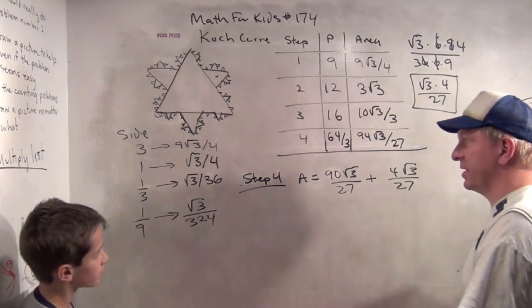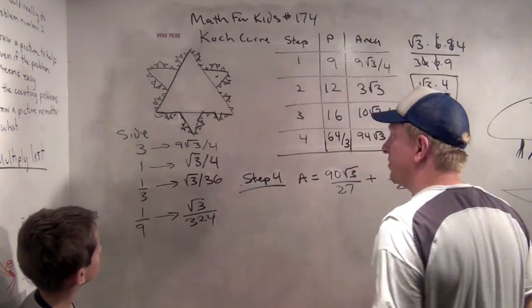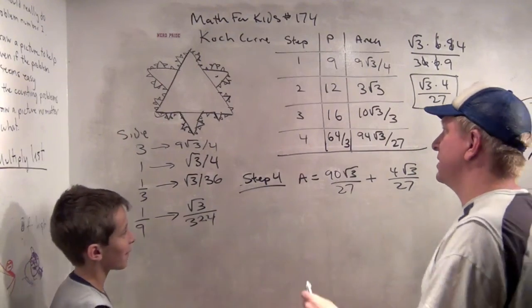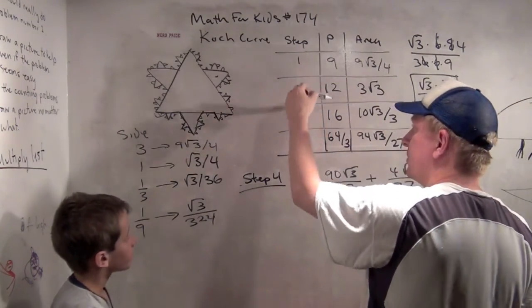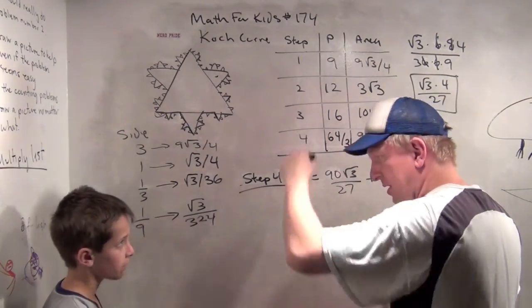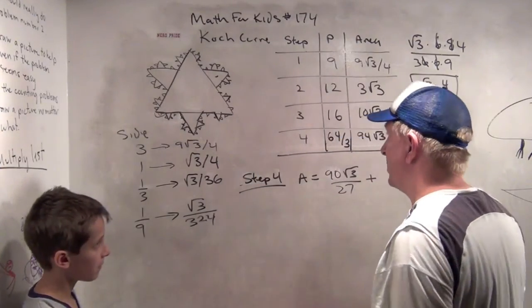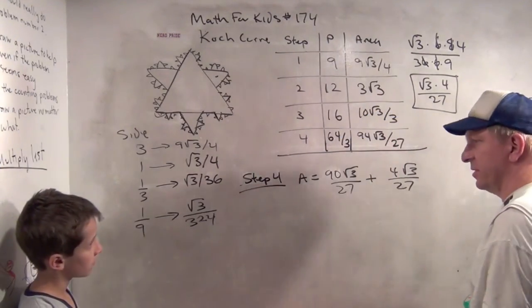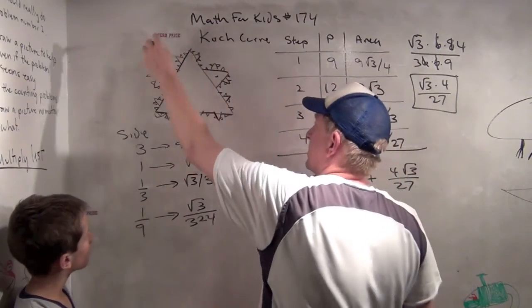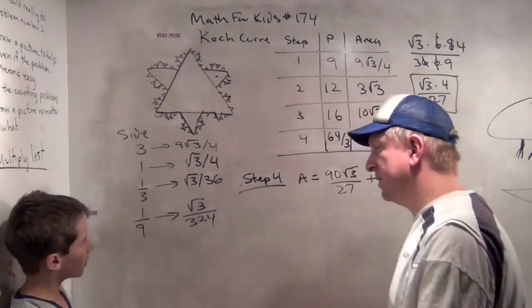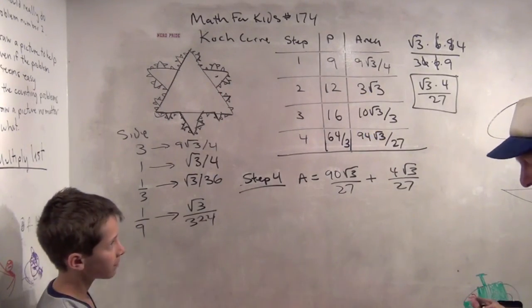So we're going to stop there because the next step's going to get fuzzy. But remember the neat thing about this is the perimeter keeps getting bigger and bigger and bigger, and eventually becomes infinite. But the area is going to be a finite number because the area is going to stay inside of a circle. So it's kind of a neat thing. Or a box, however you want to draw it.